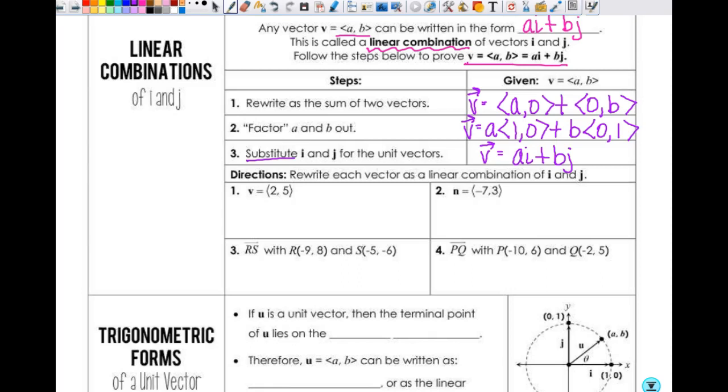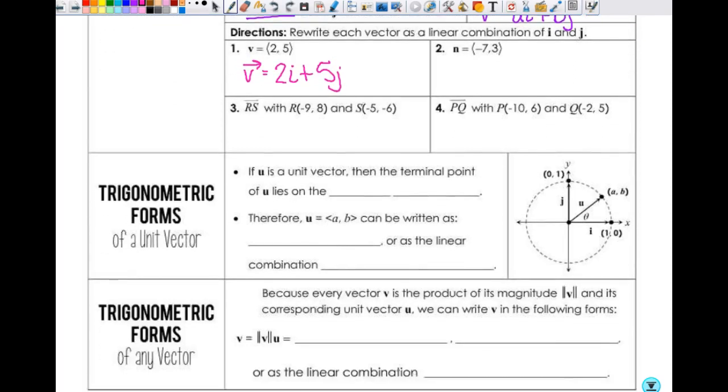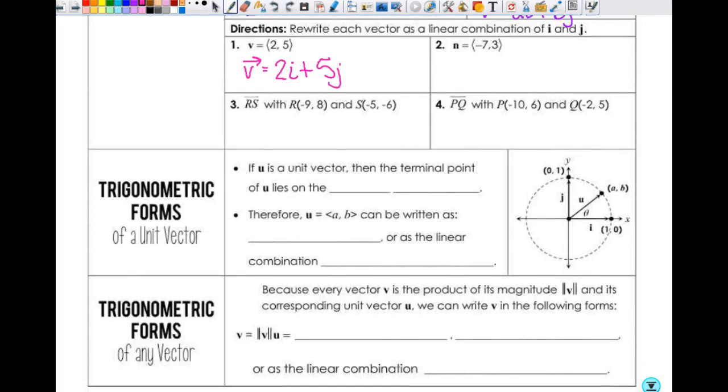All right. So now we're going to rewrite each vector as a linear combination of i and j. So this means that this vector here is just going to be 2i plus 5j. See how easy that is? It's just a different way to write the vector itself. So number 2, oh, that's not b anymore. It is n. So this is going to be negative 7i plus 3j.